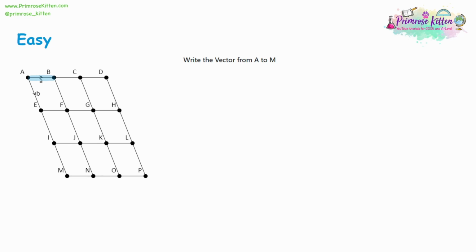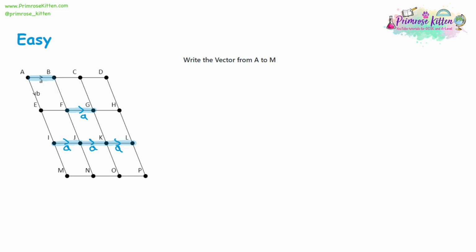Now, what this means is, when a vector is a distance and a direction, you can have vector A in other places on the diagram. So, for example, between F and G would also be vector A. And also between I and J, or between K and L, or even between J and K, all of these are the same vector, vector A.